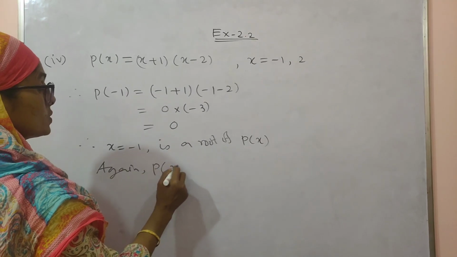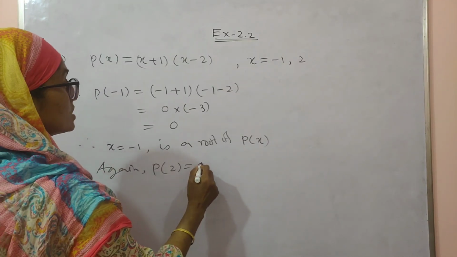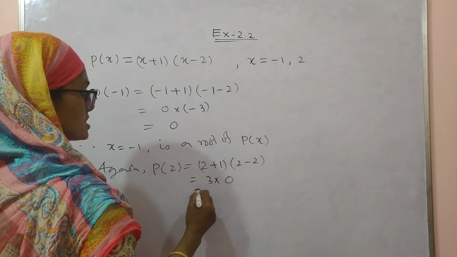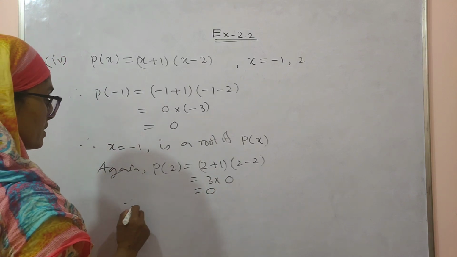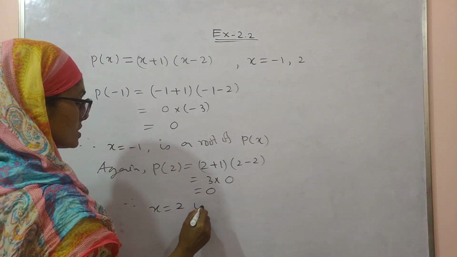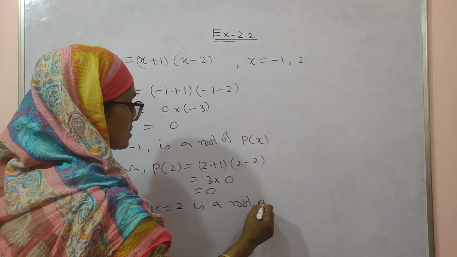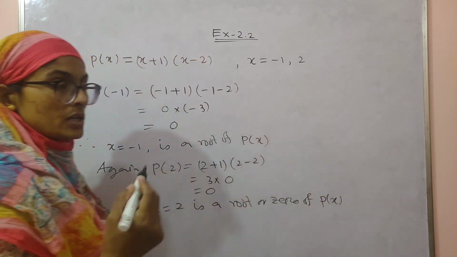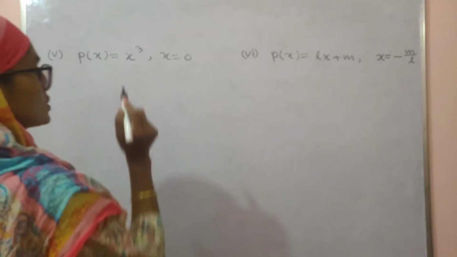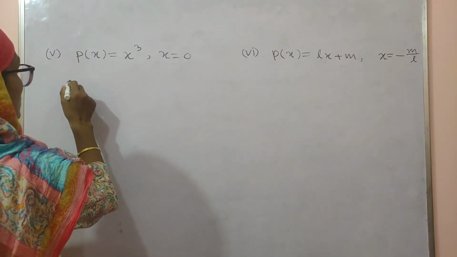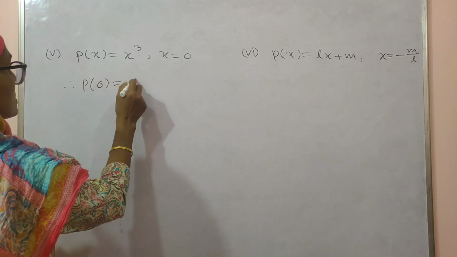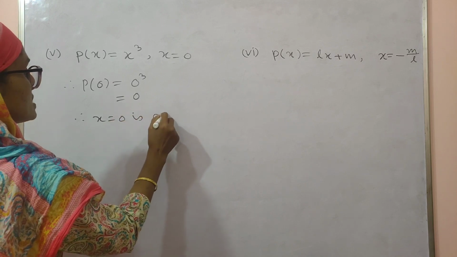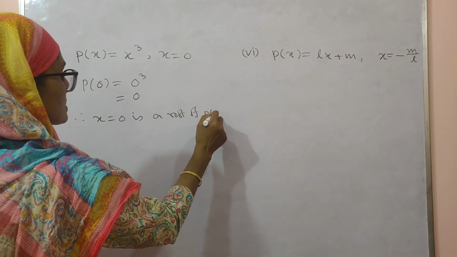Again, p of 2. Put the value of x equal to 2. 2 plus 1, 2 minus 2. 3 into 2 minus 2 means 0. That means you will get 0. Therefore, x equal to 2 is a root or 0 of p of x. P of x means polynomial. Number 5, p of x equal to x cube, x equal to 0. So, you have to check for 0 cube, you will get 0. Therefore, x equal to 0 is a root of p of x.